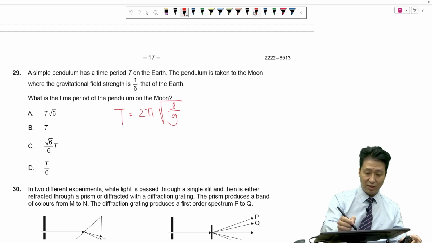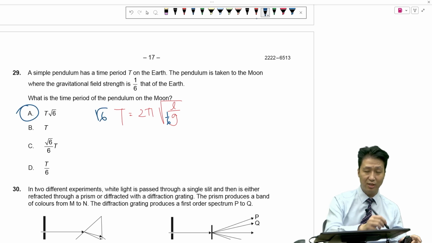Making the gravitational acceleration 1/6 will make the period square root of 6 times greater. The answer is A.